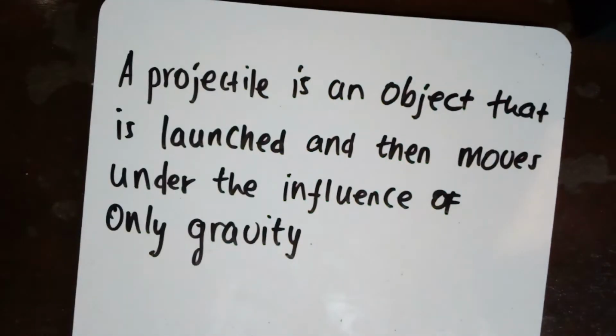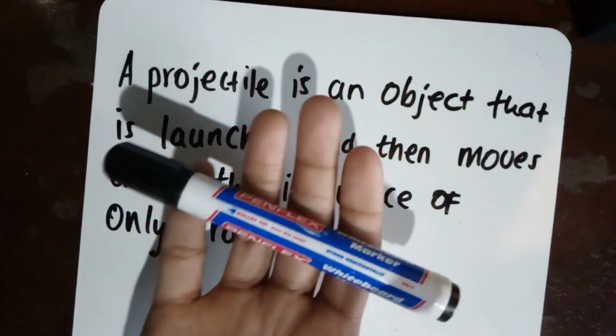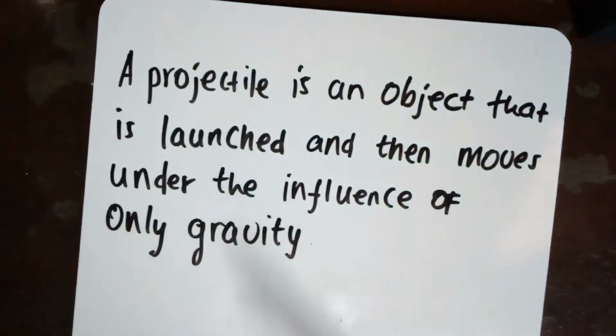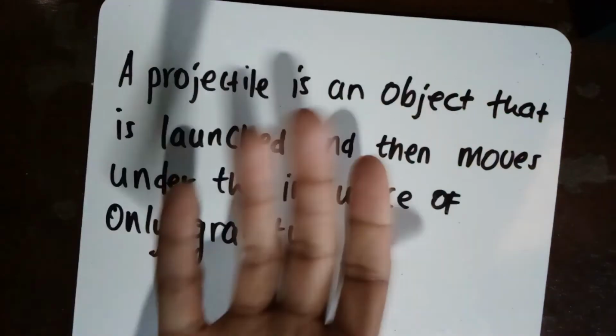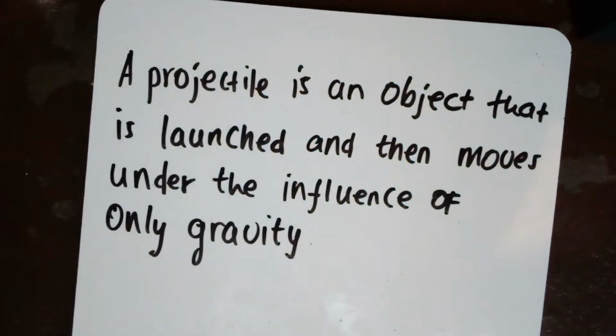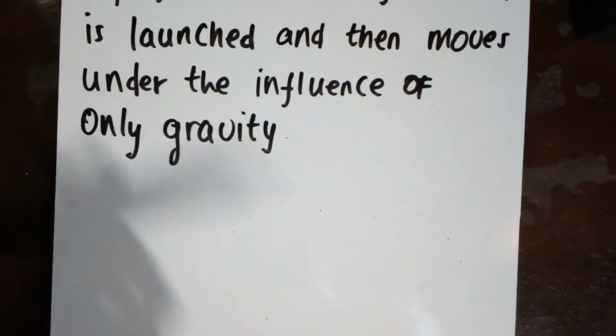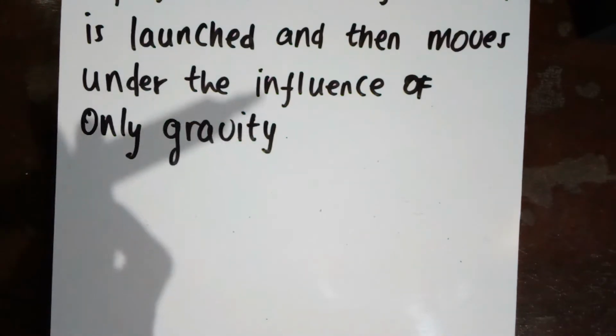So what is a projectile? The standard definition is that a projectile is an object that is launched. For example, if you throw this object up, you are launching it, and when it moves only under the influence of gravity, we call it a projectile when it's in the air. We're going to talk about a few things to note about projectiles that will help you very much when you're doing calculations.